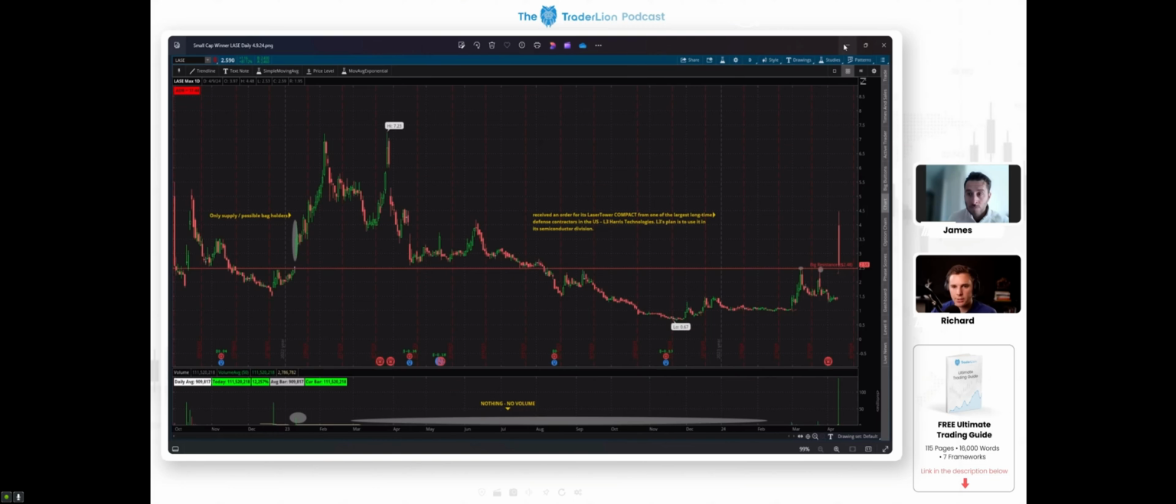Is there anything else on the daily chart that in particular you look for? I know neglect is something that a lot of people who trade big one-day moves are looking for.